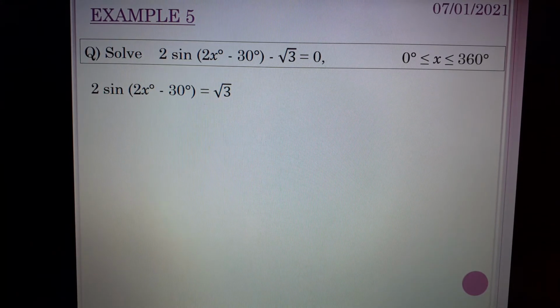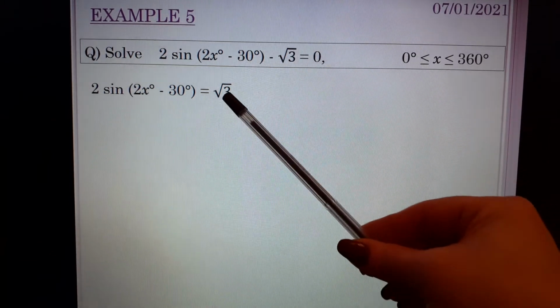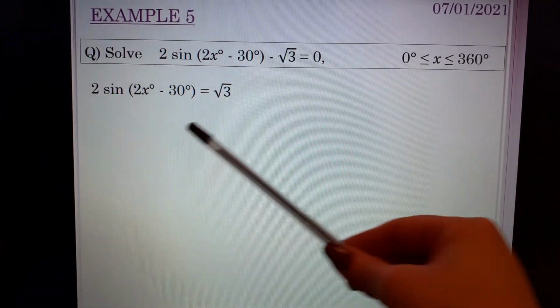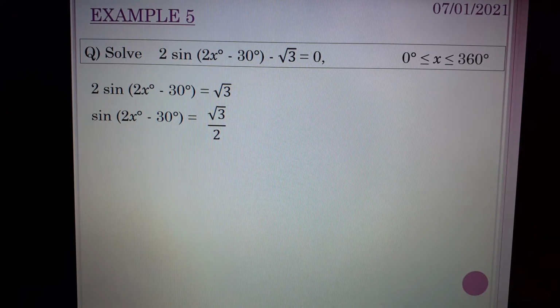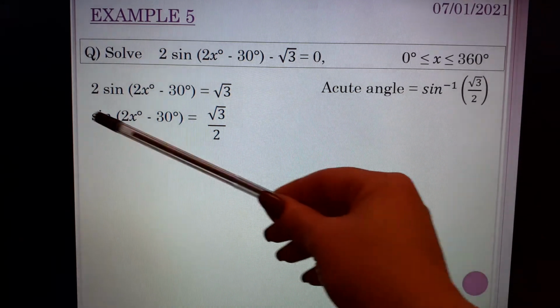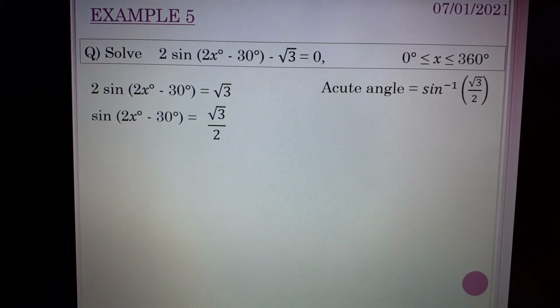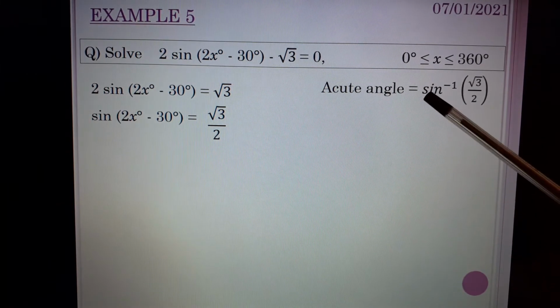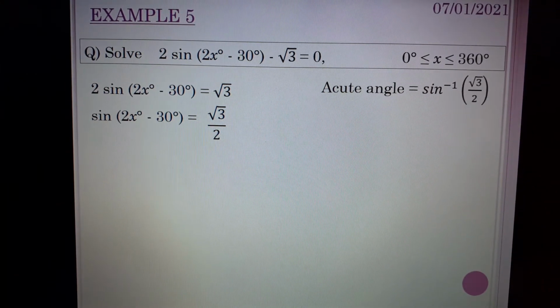Let's have a wee look at what we're going to do. I've taken my negative root 3 over to the right hand side, made it a positive root 3. I'm now going to take my 2 over, which will make it a divide by 2. So we've got root 3 over 2. Now let's work out what that leads to as an associated acute angle. To get the associated acute angle, we're going to do the inverse sine of root 3 over 2.